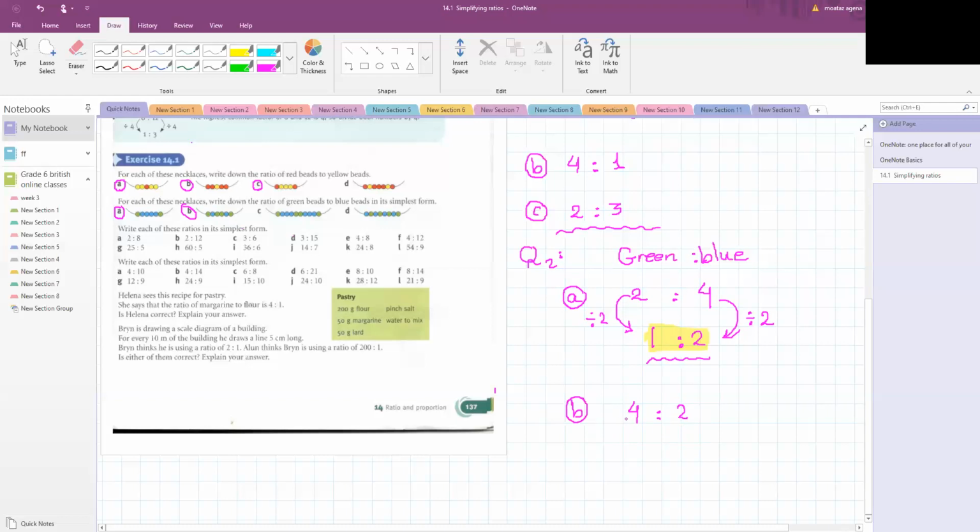Yes, 2. We can divide by 2. So if I divide the left-hand side by 2, I have to divide the right-hand side also by 2. Excellent. So 4 divided by 2 equals 2, and 2 divided by 2 equals 1. So this is the ratio in the simplest form. Okay, let's take another example.